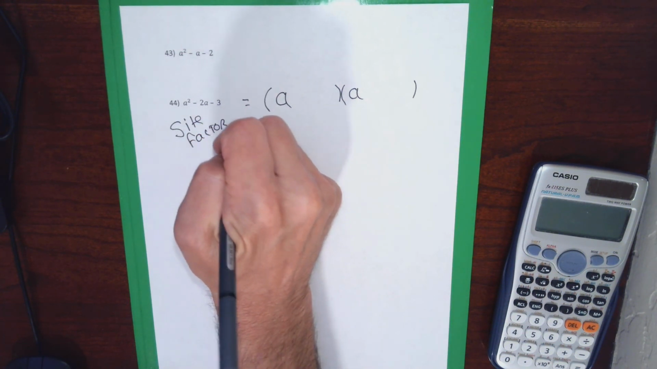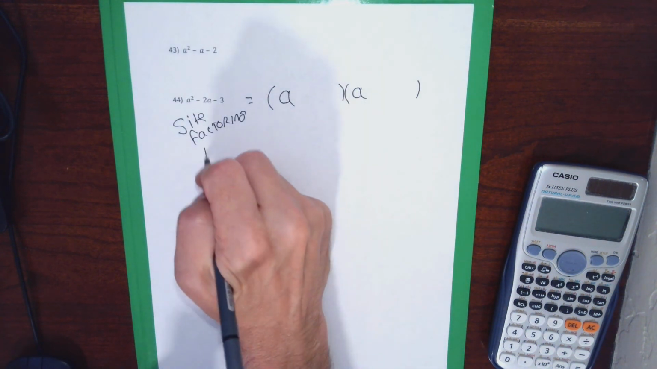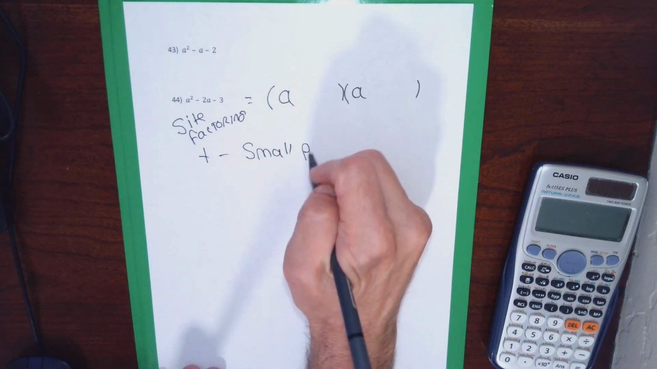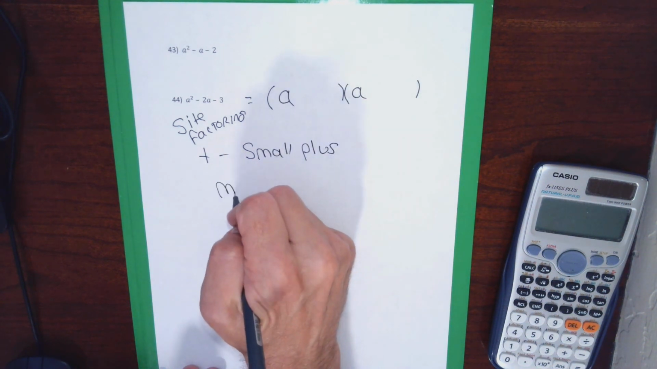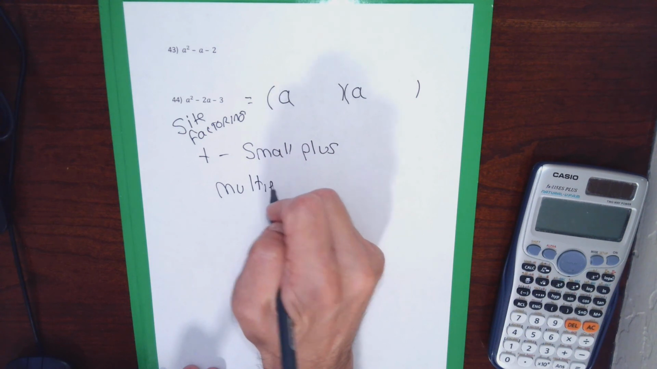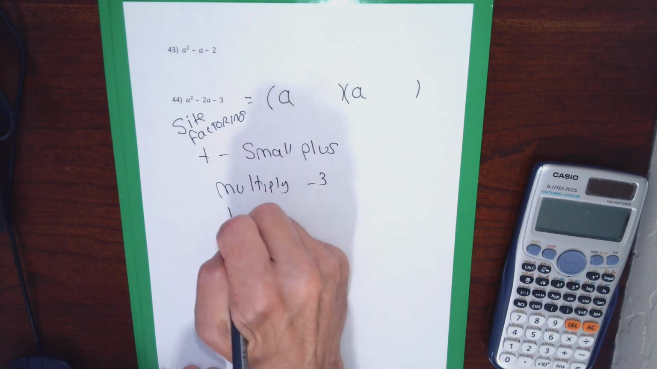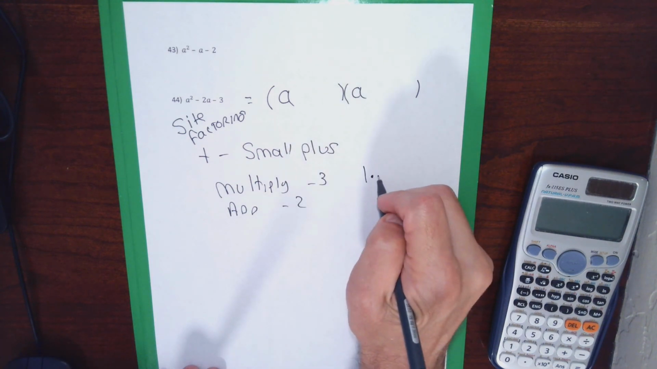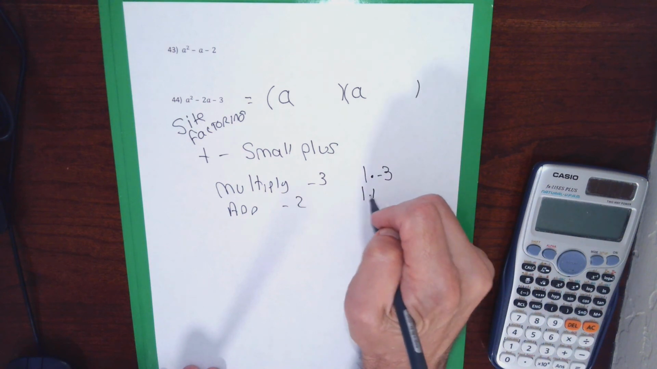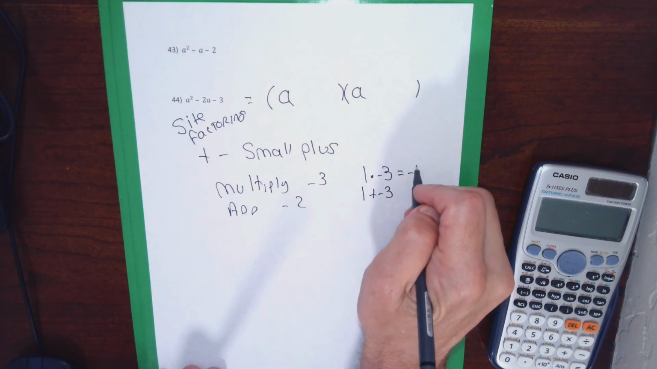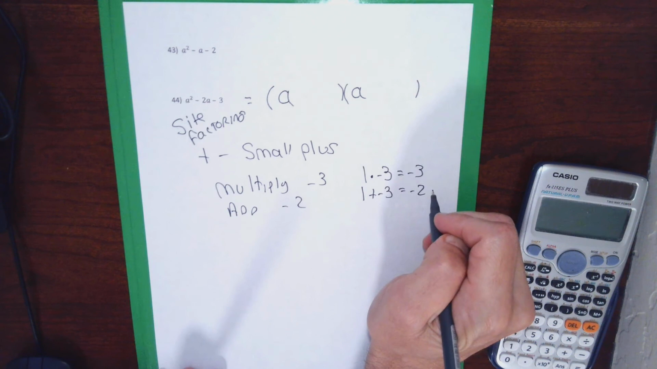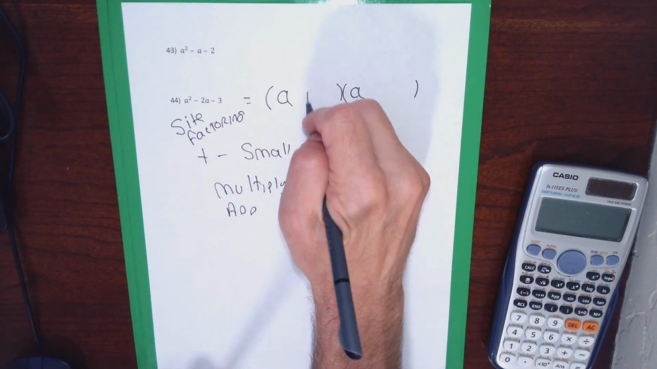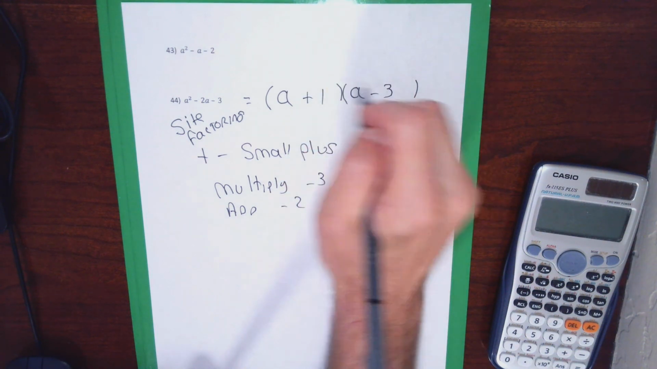And this is the bottom row of my template again. So I need plus minus numbers. The small number gets the plus. The numbers need to multiply to negative 3 and add to negative 2. And that's going to be 1 and negative 3. Because if you multiply 1 and negative 3, you get negative 3. If you add 1 and negative 3, you get negative 2. So one of my parentheses will get a plus 1, and the other will get a minus 3.